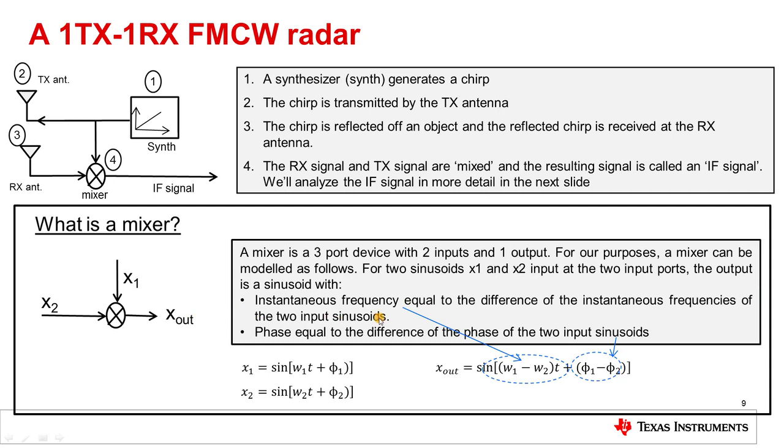Property number 1. The instantaneous frequency of the output equals the difference of the instantaneous frequencies of the two input sinusoids. So even if their frequencies were varying with time, the frequency of the output at any point in time would be equal to the difference of the input frequencies at that point in time. Property number 2. The starting phase of the output sinusoid is equal to the difference of the starting phases of the two input sinusoids. These two properties are illustrated in these equations here, where x1 and x2 are the two inputs and x out is the output of the mixer. So note here that the two inputs have frequencies of omega 1 and omega 2 and starting phases of phi 1 and phi 2 respectively. And the output has a frequency of omega 1 minus omega 2 and a starting phase of phi 1 minus phi 2.